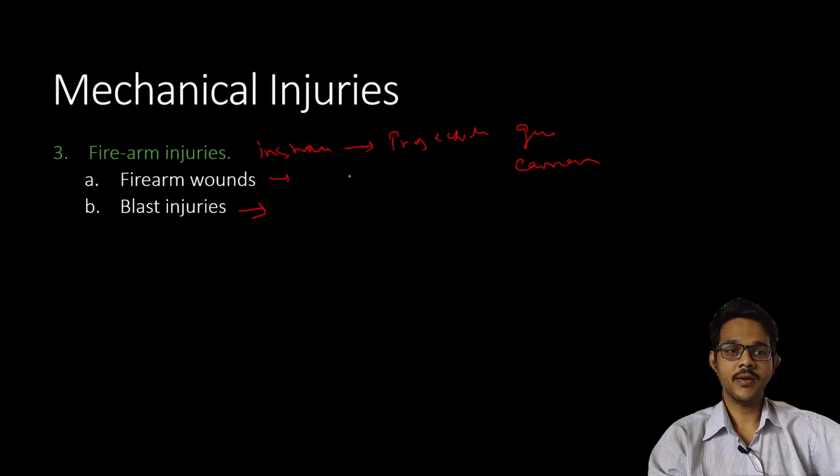Blast injuries: in any bomb explosion, objects are projected outward because of the explosive gases, and those can hit the body and cause injuries. All of these come under blast injuries, caused by explosions which release gases and produce projectiles that impact the body.